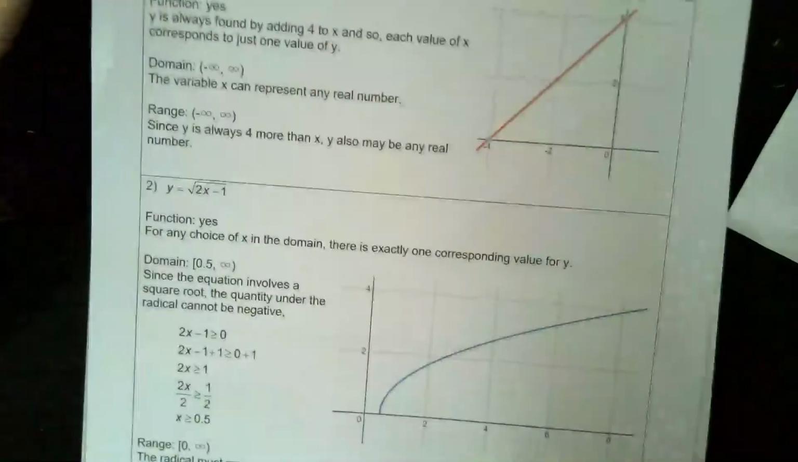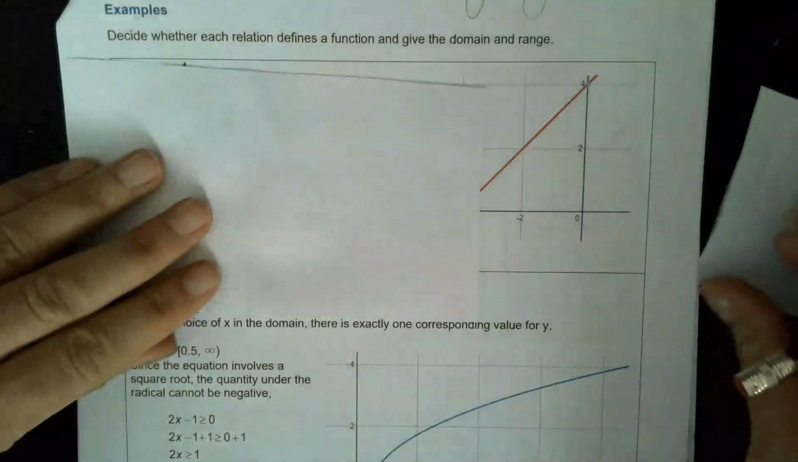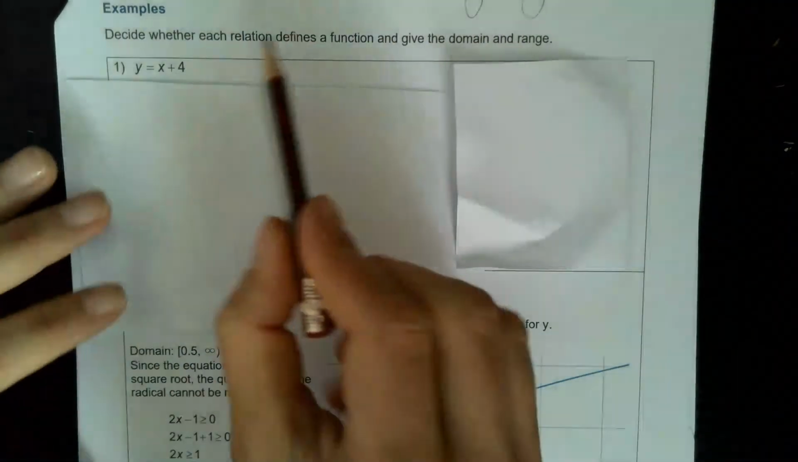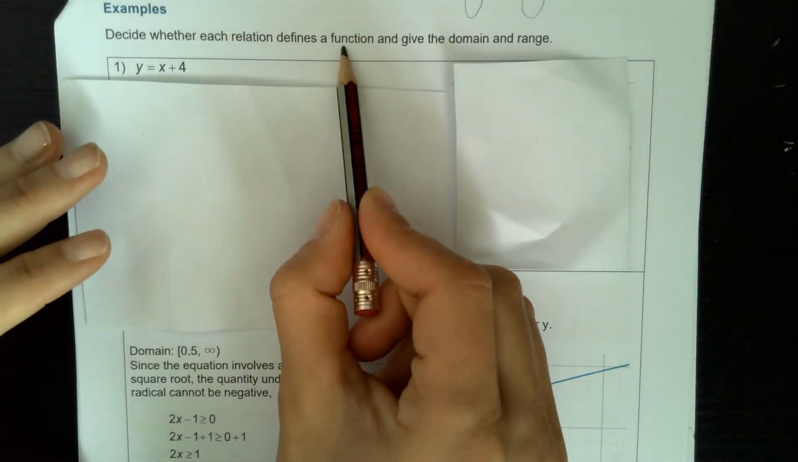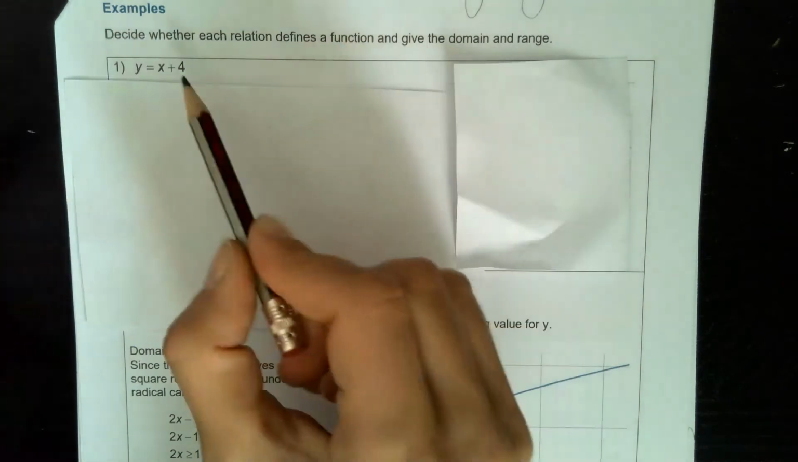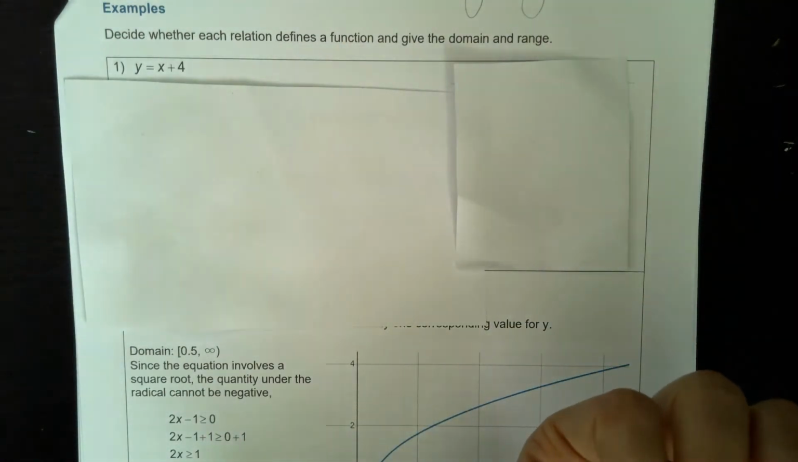So let's do some examples. It says, decide if each relation defines a function, and then give the domain and range. So really what it's saying is, is it a function? And what's the domain and range?